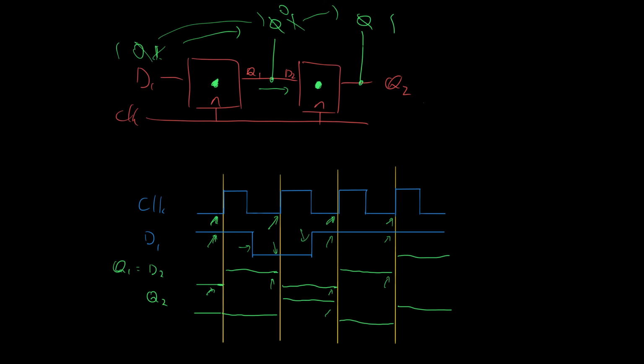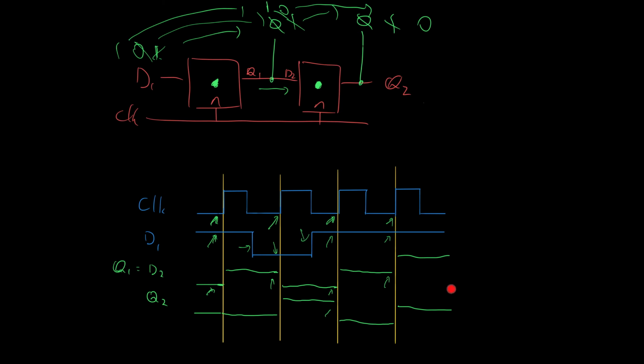So at the next rising edge of the clock, the 0 that's here gets shifted along, so I get 0 coming out, and the one that was at the input gets shifted into here, so I have a 1 here. So this diagram is getting messy, but hopefully you see the concept.